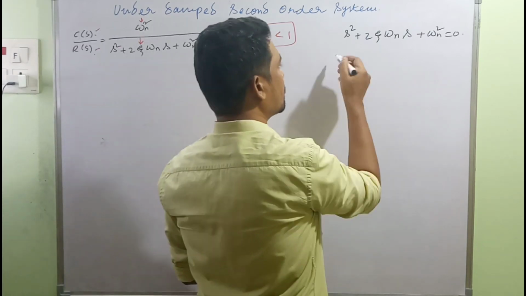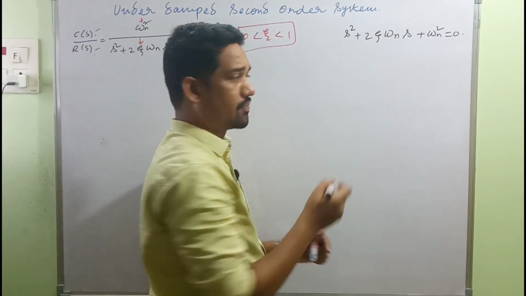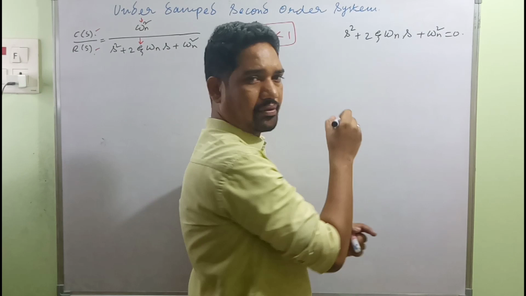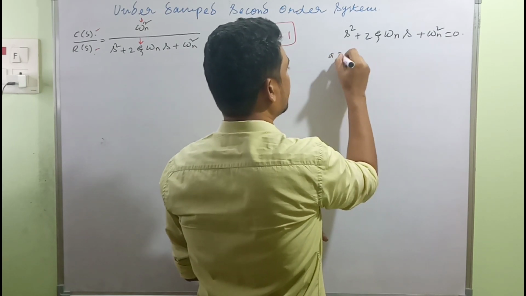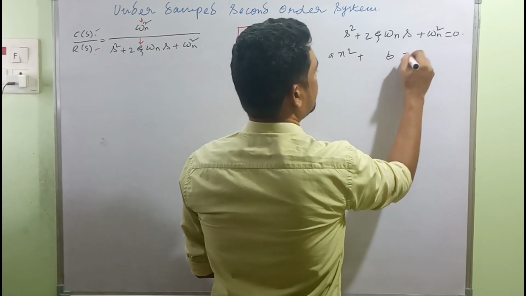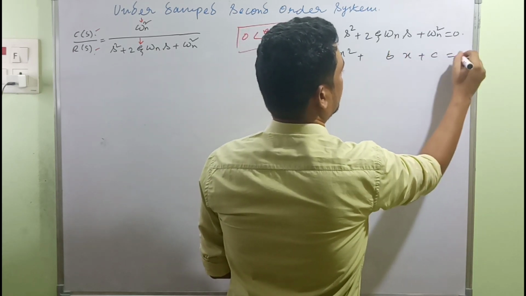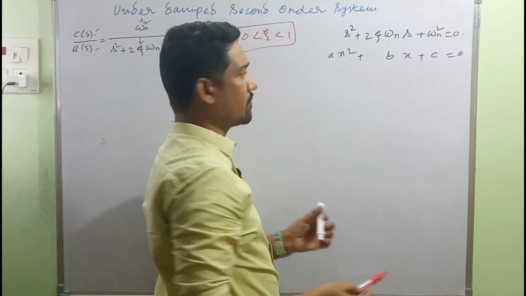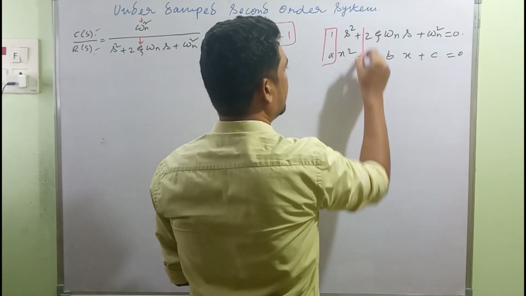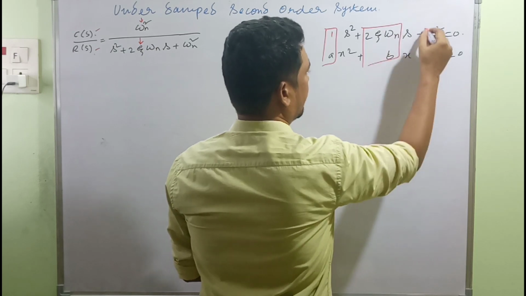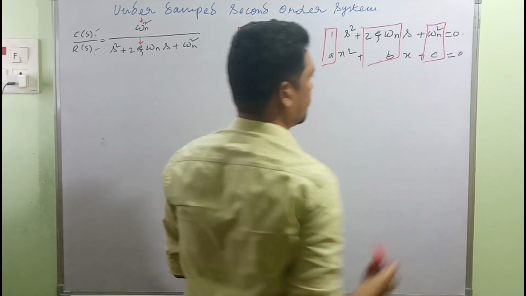Here, comparing this with the standard quadratic expression, which we have seen in our previous grades from the beginning, we need to compare this with ax square plus bx plus c equal to 0, and from this we need to extract what is a. A will be 1 in this case, and this is our b, and this is our c, making no mistake.